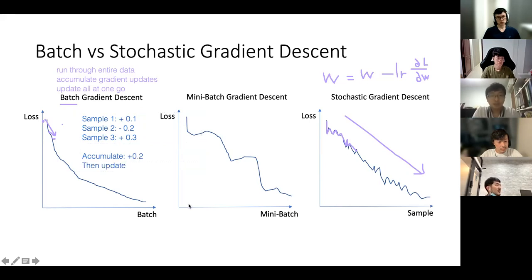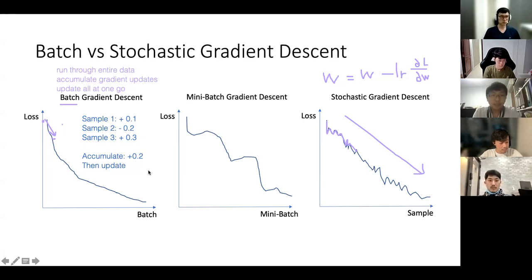So batch gradient descent runs through the entire batch, gets all the weight updates, accumulates all of them, and then we update in one go at the end of the batch. So as you can see, it averages out all the different directions your gradient can go into. And in general, it is a smoother update.